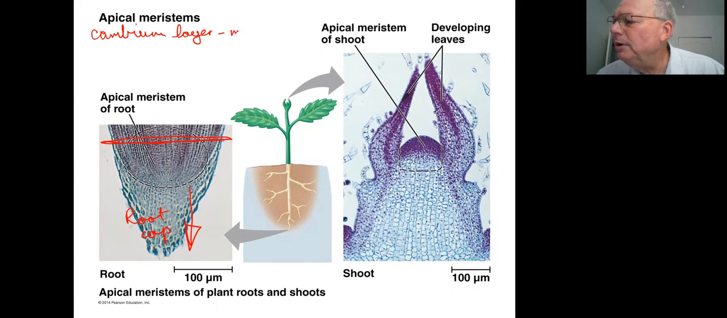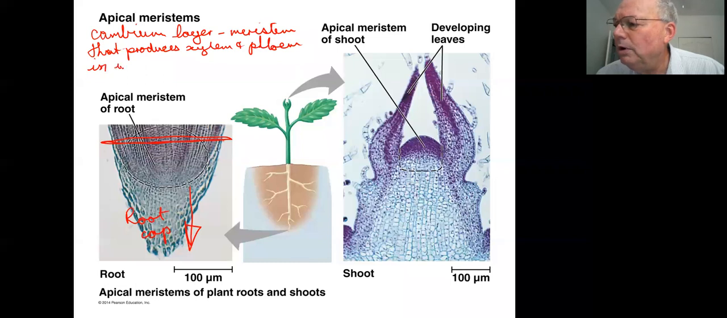So this is meristem that produces xylem and phloem in woody plants.